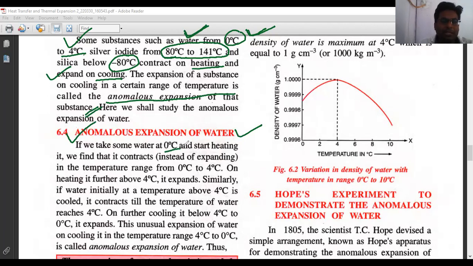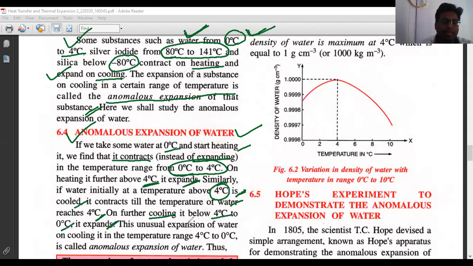If we take some water at 0 degrees Celsius and start heating it, we find that it contracts instead of expanding in the temperature range of 0 to 4 degrees Celsius. On heating further above 4 degrees Celsius, it expands. Similarly, if water initially at 4 degrees Celsius is cooled, it contracts until the temperature reaches 4 degrees Celsius. On further cooling from 4 degrees Celsius to 0 degrees Celsius, it expands.